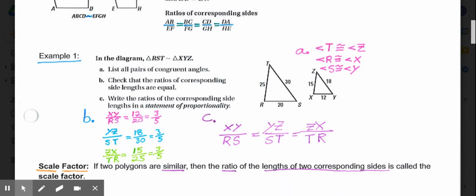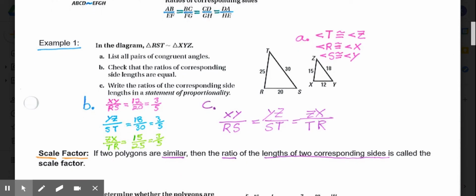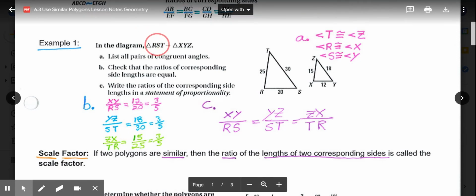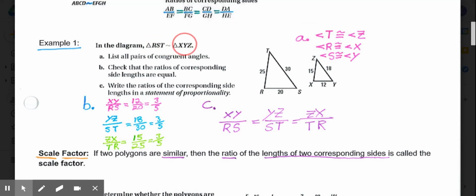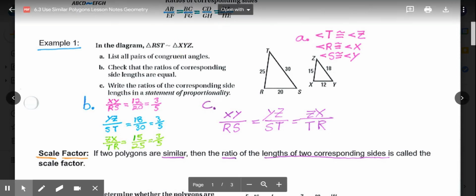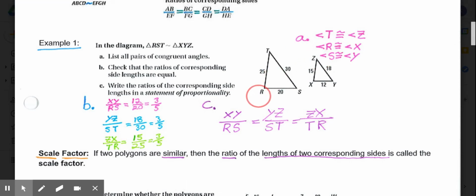So now if we look at example 1, list all pairs of congruent angles. So in this case, they tell us triangle RST is similar to triangle XYZ. So for part A, angle T up on top would be congruent to angle Z. Angle R is congruent to angle X, and angle S is congruent to angle Y.